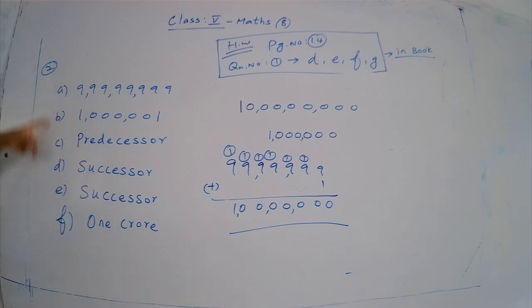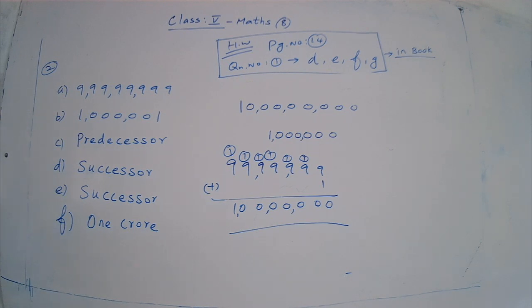Second question, A, B, C, D, E, F. Write it in your book. Second question answer. Write neatly, children. Okay? Do you understand, children?